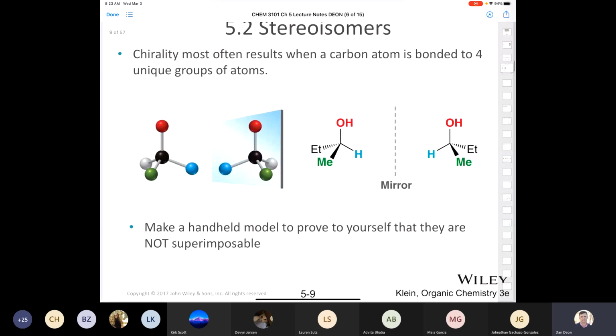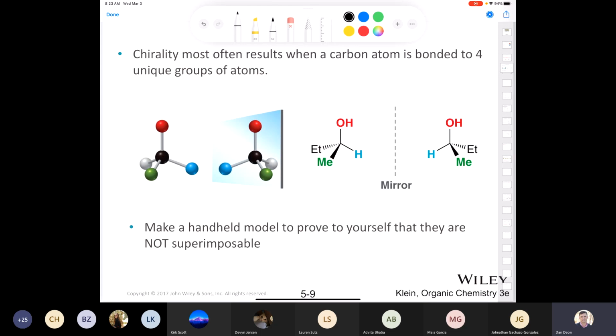Look deep into my eyes. If you're not paying attention, wake yourself up for the next 10 seconds, okay? Not unique atoms. Unique, starts with G, ends with groups. That's right, groups of atoms, okay?